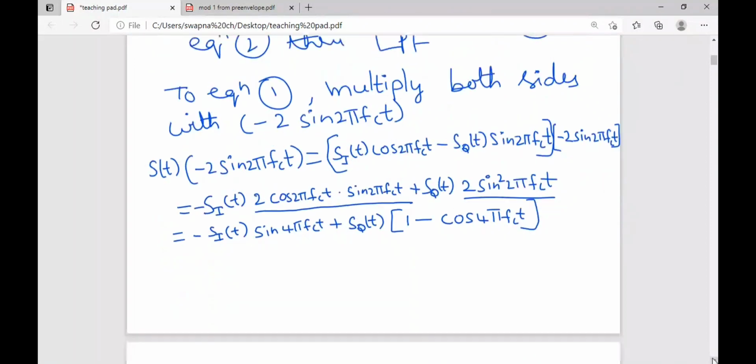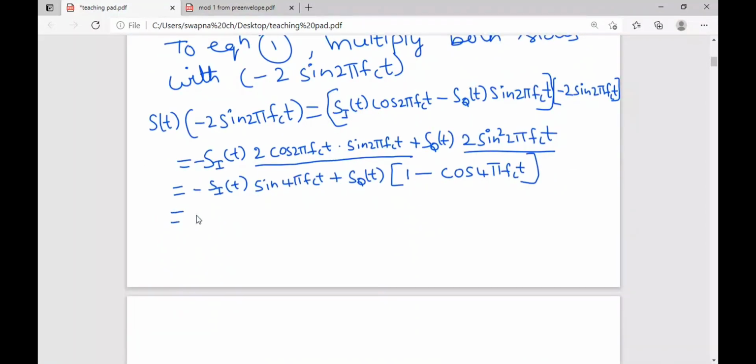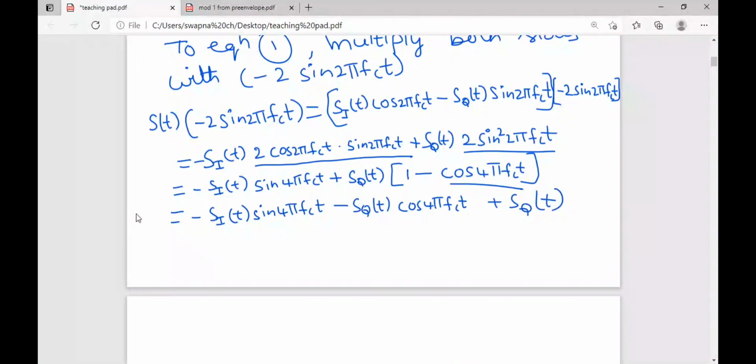Okay, so now you multiply this inside, so it will be SI of t into sin 4 pi fct. Let me write this term first. So minus SQ of t cos 4 pi fct plus SQ of t. Okay, this is the simplified version. So this is nothing but s of t into minus 2 sin 2 pi fct.